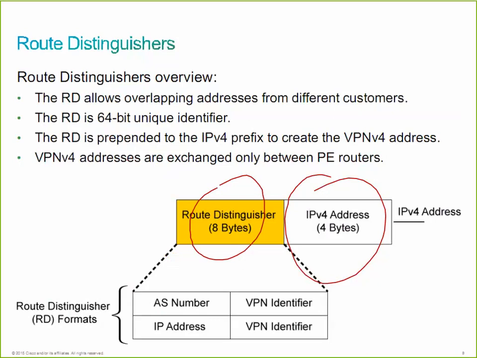There are two ways that we can represent, or two formats, I should say, that we can represent a route distinguisher in. The first is what we call ASN:NN, right? And since they don't have it on the slide here, let me just write this down. ASN:NN.